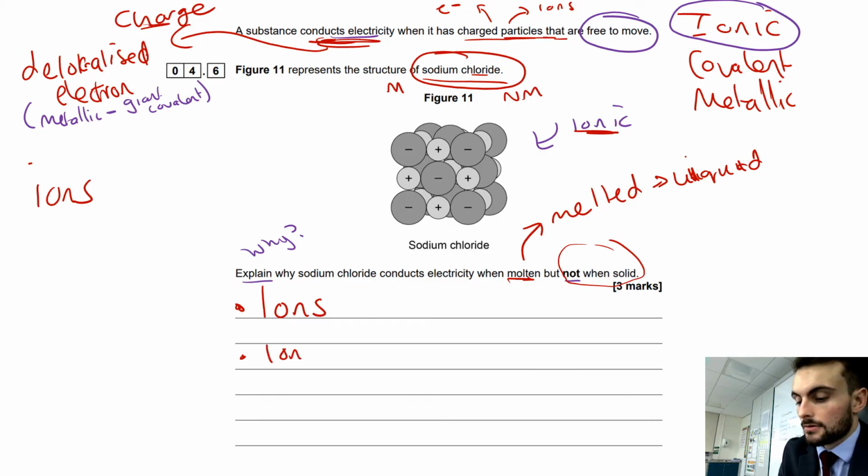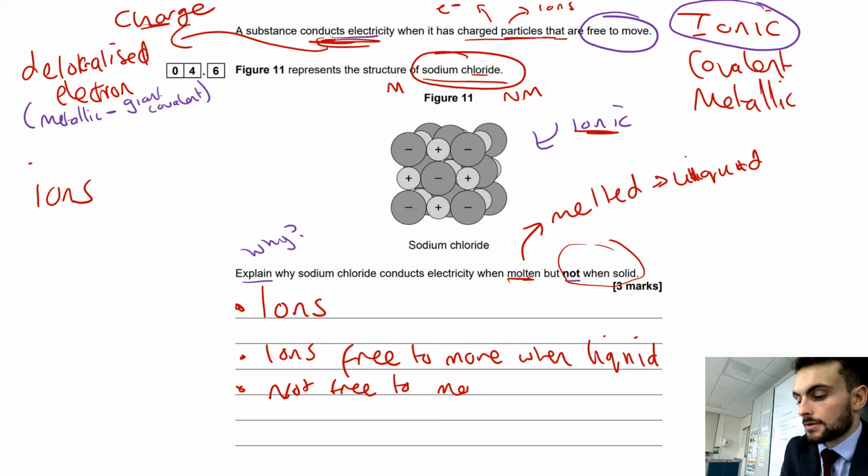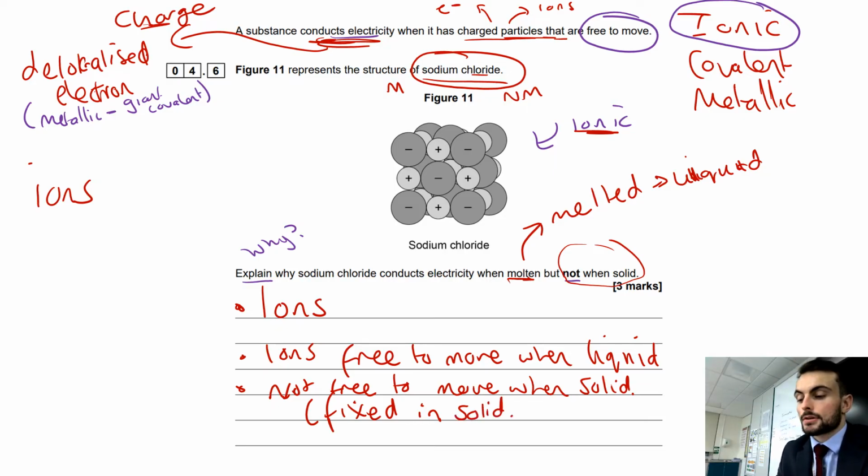So ions free to move when liquid, and then we just put the exact reverse, not free to move when solid. And that's pretty much your 3 marks. You could say they are fixed in solid, but it means the same thing. So mentioning ions, mentioning they can move in a liquid or when molten, mentioning that they can't when they're a solid.